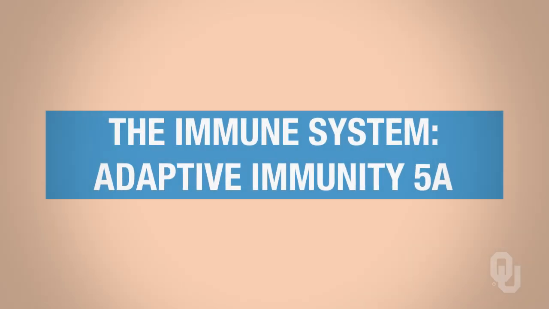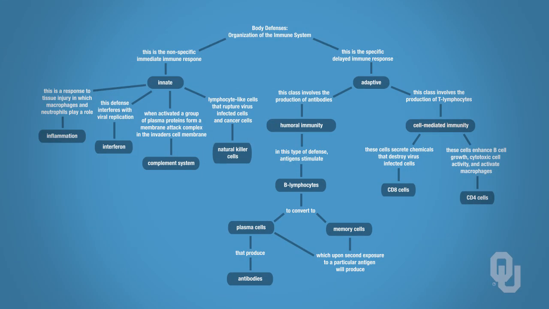In part 5 of the immune system, we're actually going to divide this up into two more parts, 5A and 5B. Part 5A is going to be over adaptive immunity, but this is going to cover the players of adaptive immunity, who the players are. Okay, so here we're dealing with adaptive immunity.